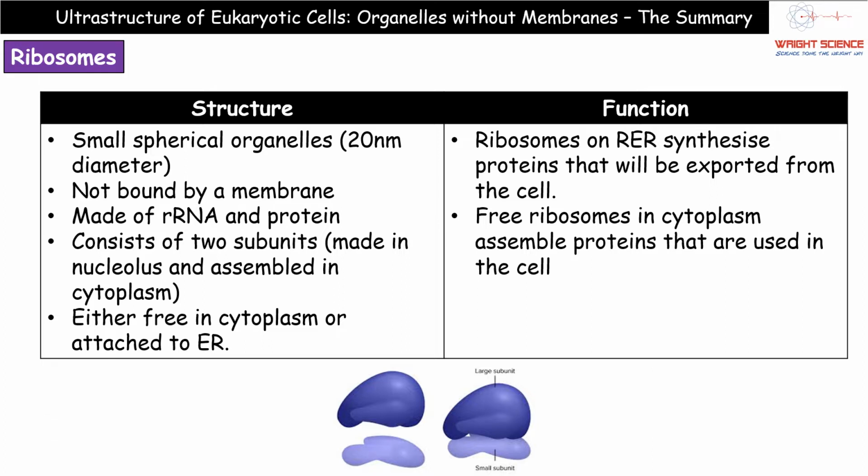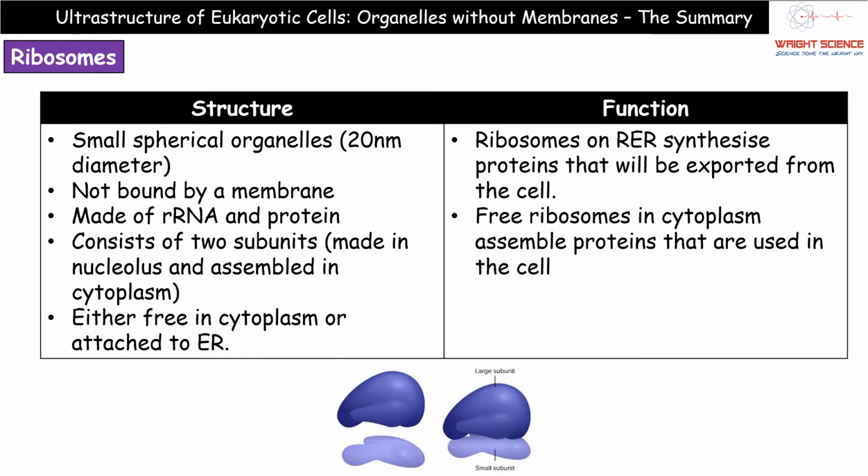So our first structure that we're going to look at then are the ribosomes. Now when we are thinking about the ribosomes, we probably heard about these at GCSE as the site of protein synthesis. What we need to know for A level is a little bit more. We need to know a little bit about their structure and of course their function.